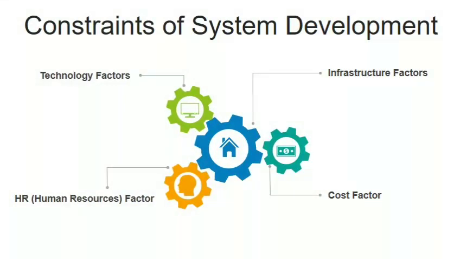A good system is one that supports the course of a company. Therefore, system development must be done so that the system develops for the better and follows the changing times. But in the process of developing a system, it is not uncommon for several factors to become obstacles, and some of them are: first, human resources factor.